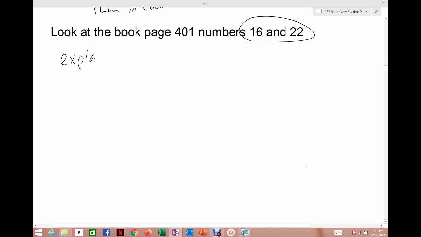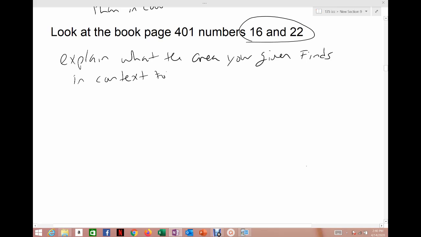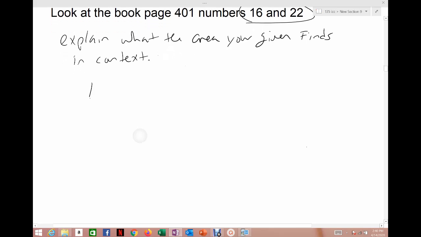So this is just explaining what the area you're given finds in context to the application. We'll say in context. Alright, so problem number 16. They're just giving you graphs with units. It's the units that are important, and they explain what the area is finding.